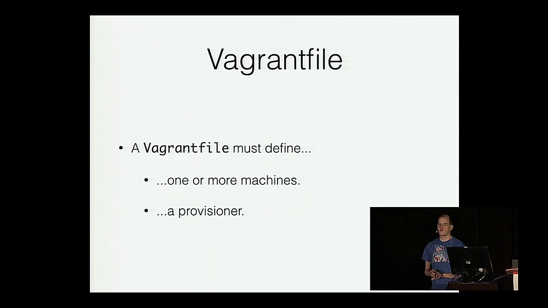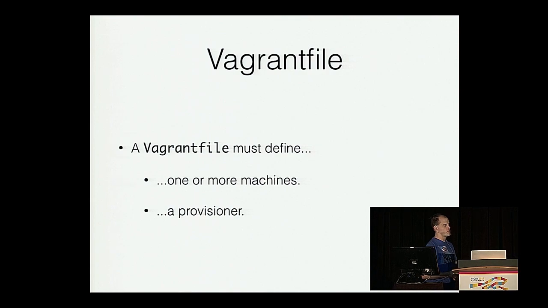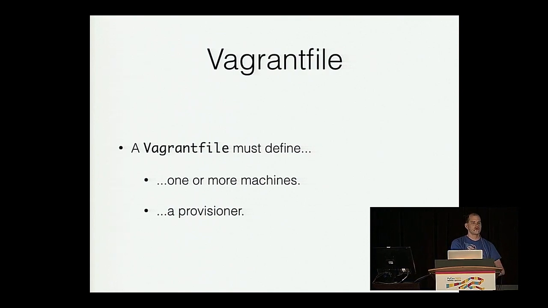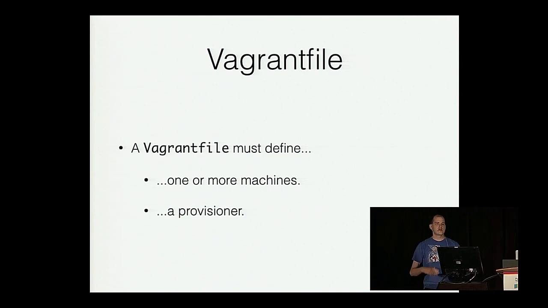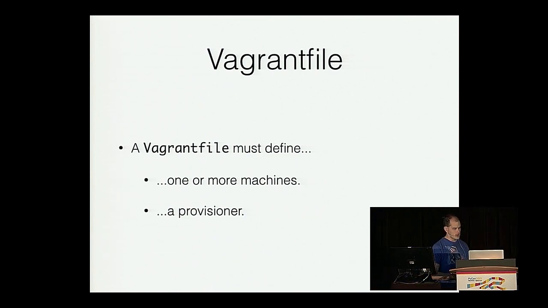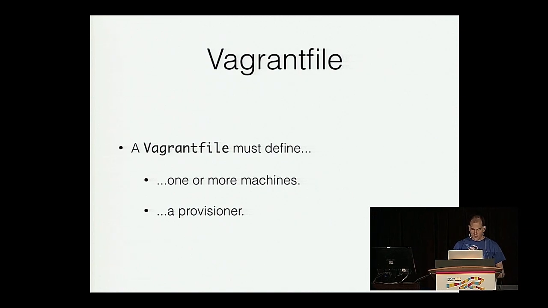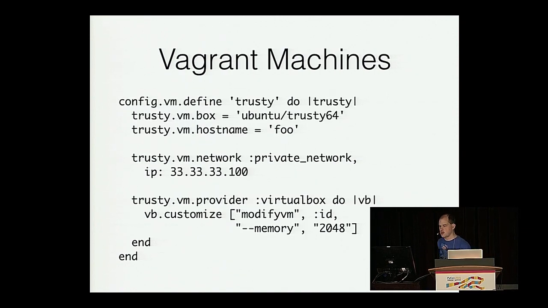A machine is basically a virtual machine that it should create, and the provisioner is the third-party tool that you're going to use at your shop, such as Ansible or Chef or Fabric or whatever else. So let's look really quickly at what defining a machine looks like.